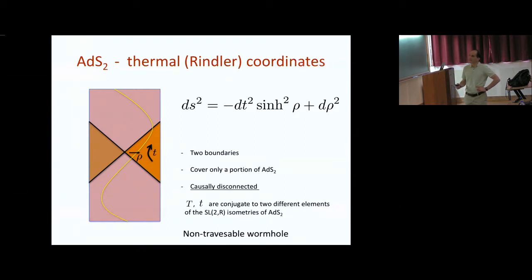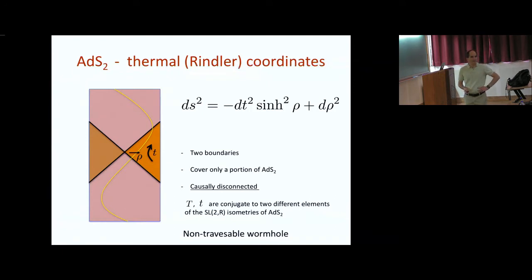Now, both of these metrics, this one and the previous one, make manifest one isometry of AdS2, one of the SL2R isometries. But the two are different elements: capital T, which was the one in the previous transparency, and small t, which is the one corresponding to Rindler time, are two different elements of SL2.